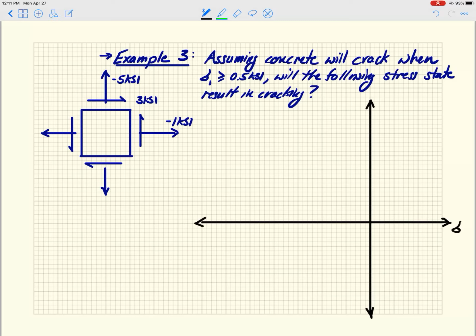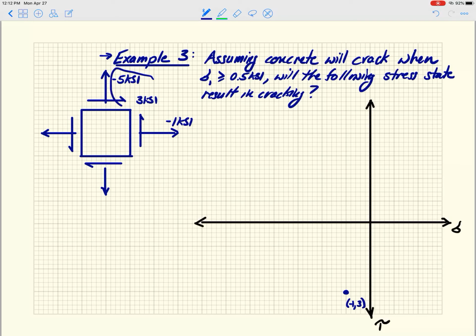So this is my sigma and this is my tau. And we're going to start by plotting those two. I'm going to do it in blue, since the cube there is in blue. So minus 1 and then positive 3, minus 1 comma positive 3, will put us right here.